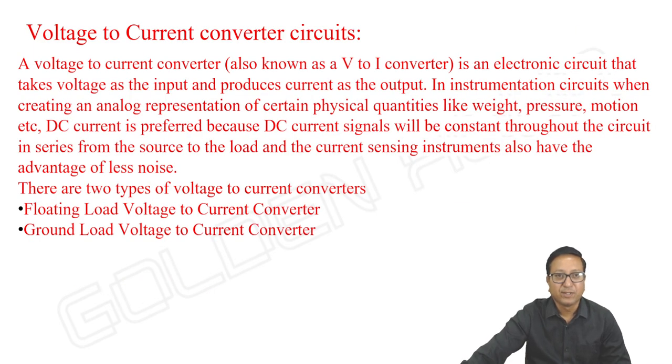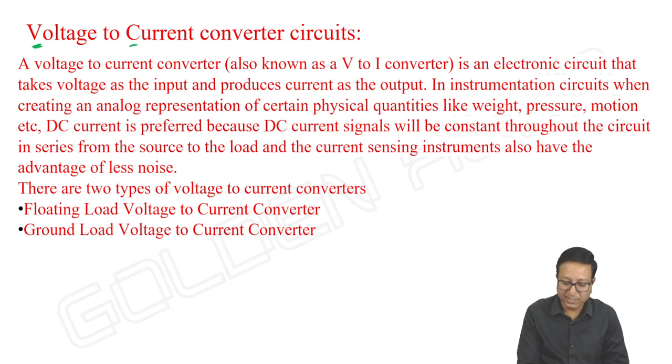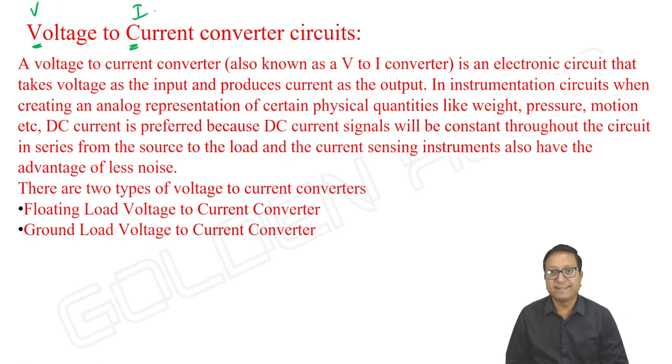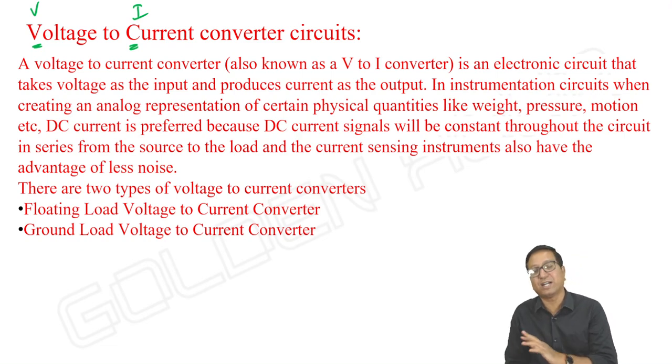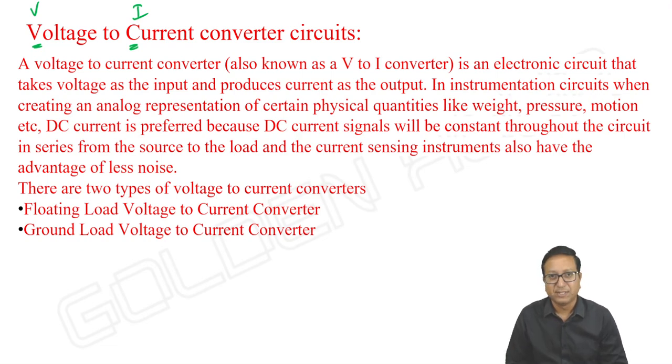Next topic is voltage to current converter circuits. A voltage to current converter is also known as a V2I converter. It is an electronic circuit that takes voltage as input and produces current as output.